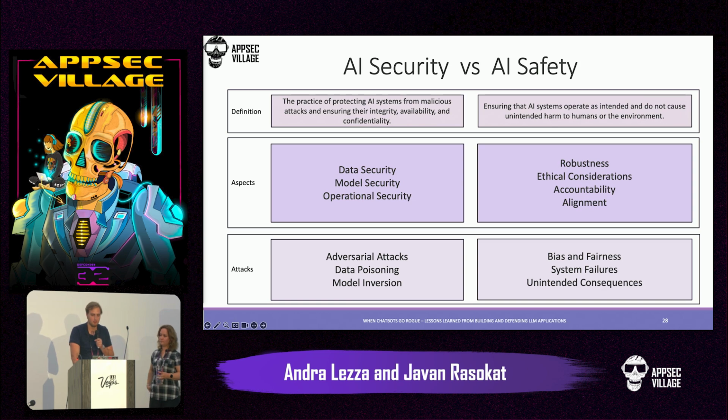Just to summarize it, AI security protects AI systems from malicious threats, like the CIA triangle model, and AI safety ensures that the systems operate as intended without causing unintended harm, focusing on alignment with our human values.